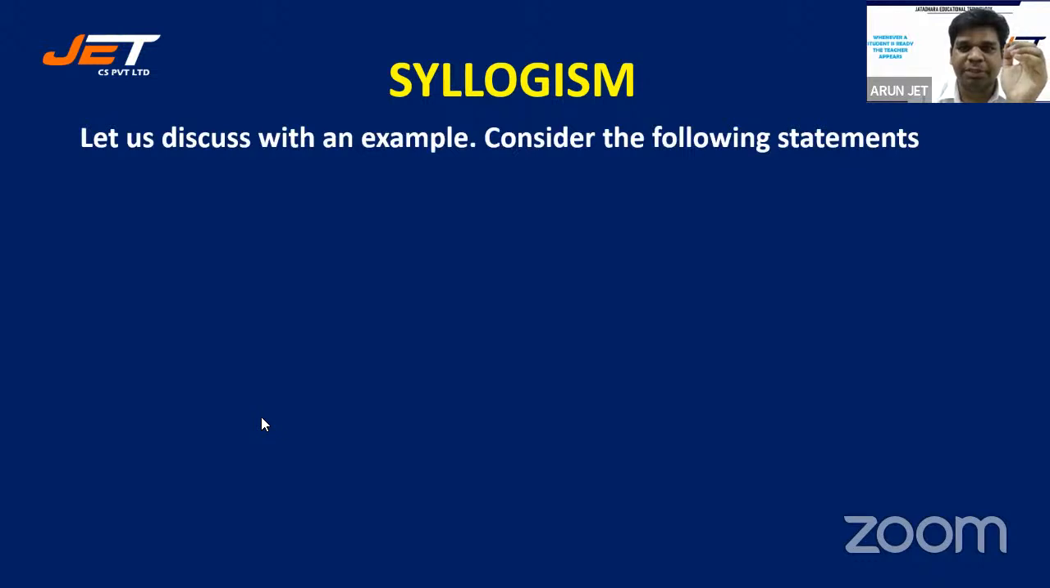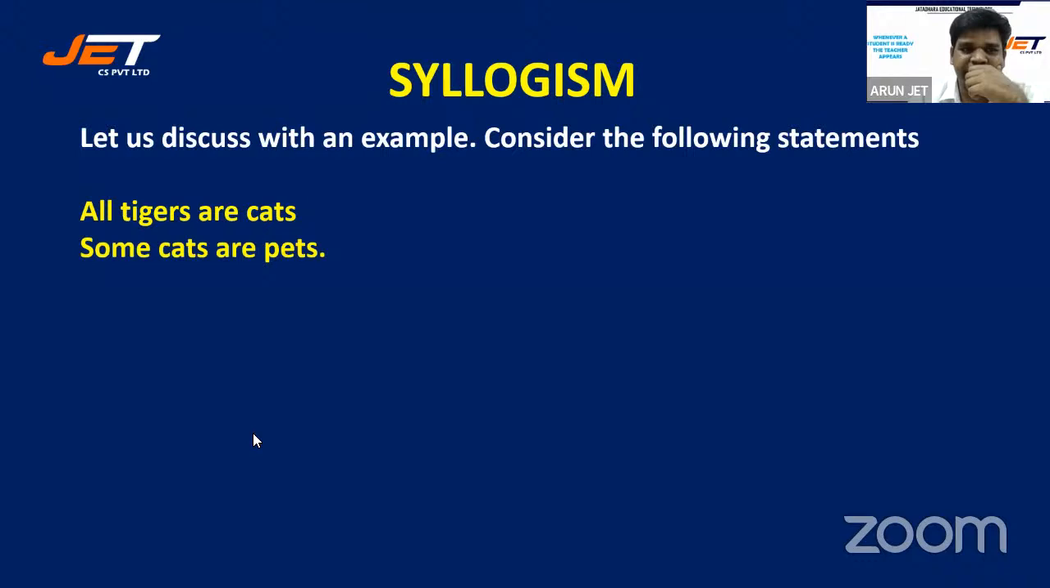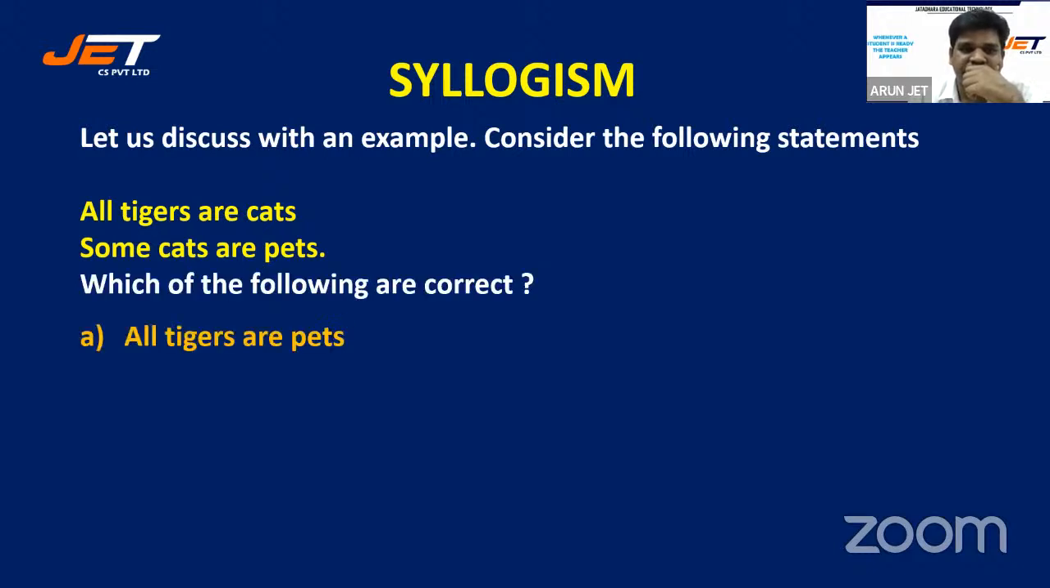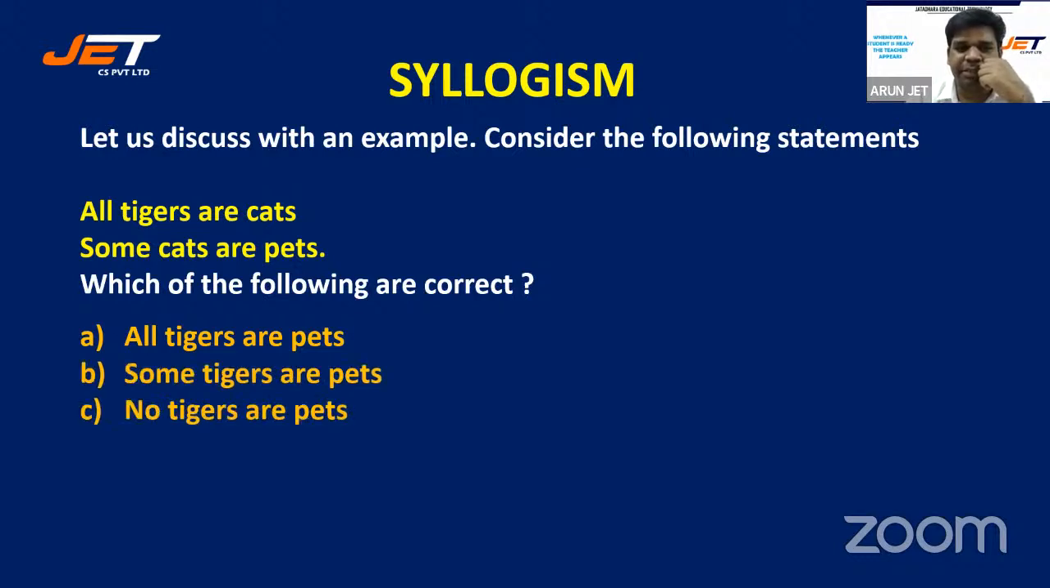Here's an example, students. All tigers are cats. Some cats are pets. Which of the following are correct? A, all tigers are pets. B, some tigers are pets. C, no tigers are pets. D, no pets are tigers. Which one do you think is correct, students? A, B, C, or D?